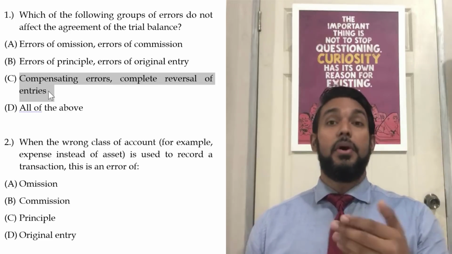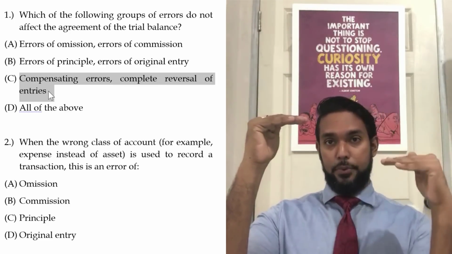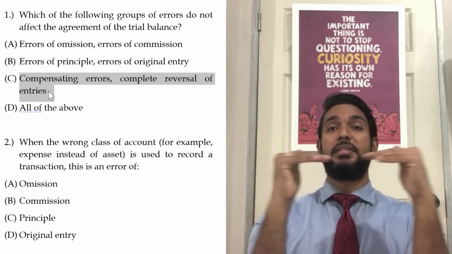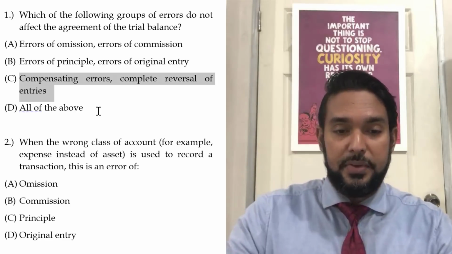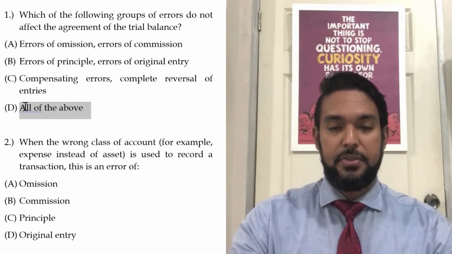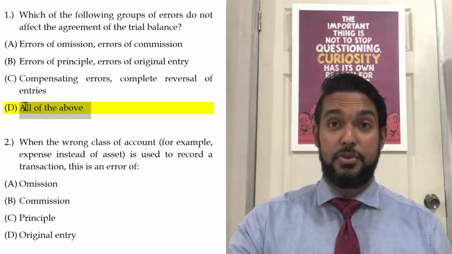Similarly, if they were undercast, that's what we're going to hear later on, if they were undercast by the same amount, they're both going to be too low by the same amount. So they'll still be at the same level, and hence the trial balance will still balance. So these are the 6 errors that do not affect the agreement of the trial balance.